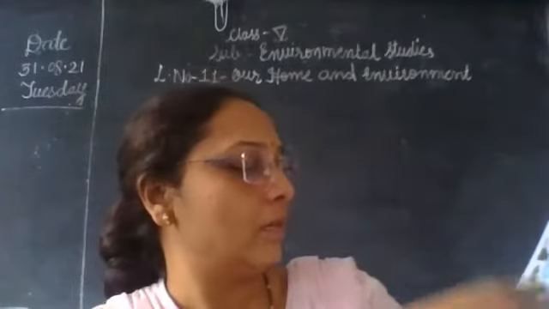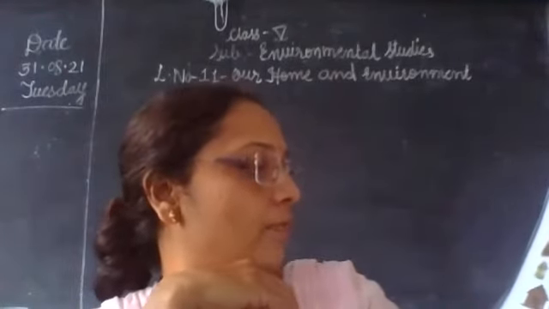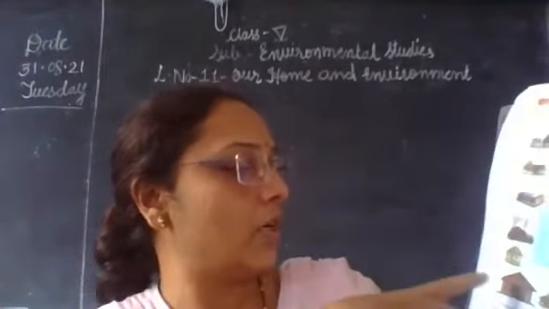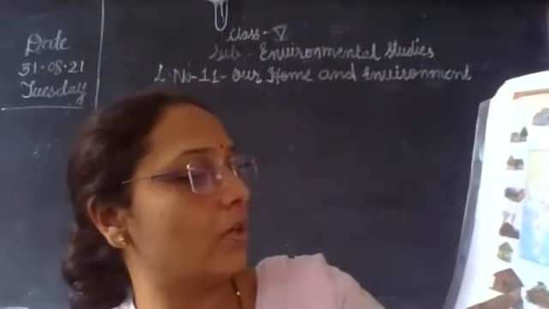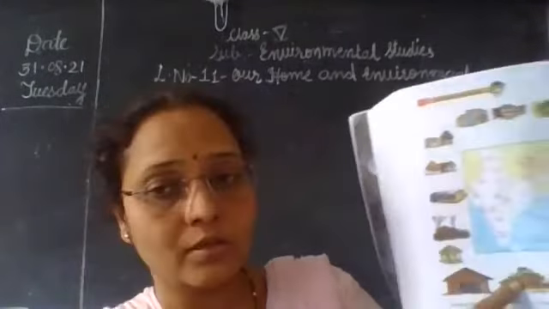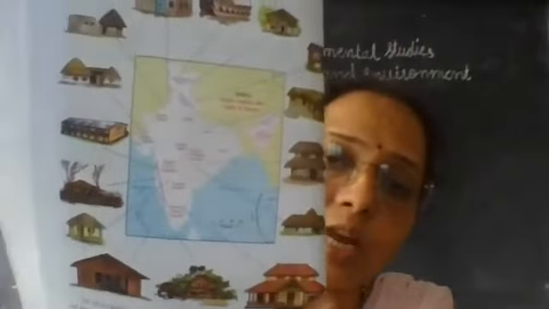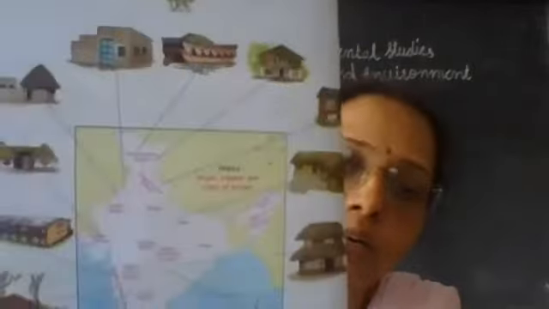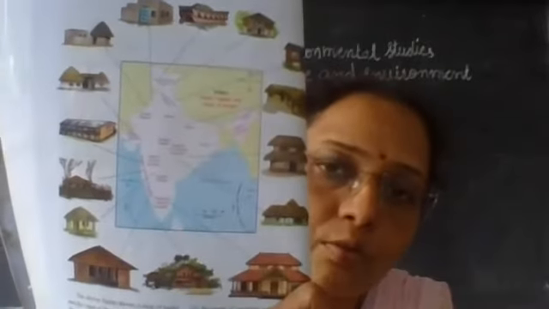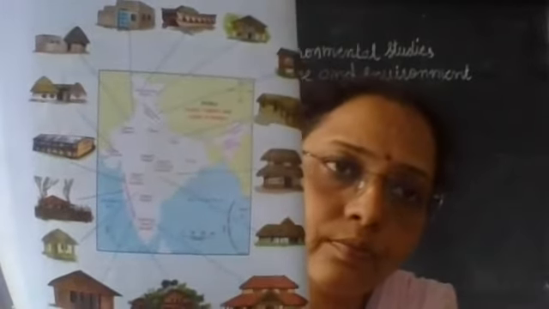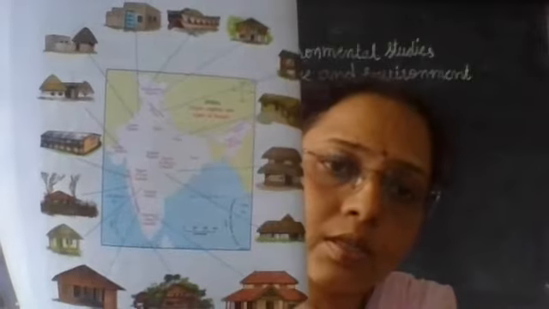Then the plateau region, also the region of heavy rainfall. See, this type of house is found. The region is of heavy rainfall. So these are the different types of houses, and the different regions where the types of houses are found. Okay, watch this.